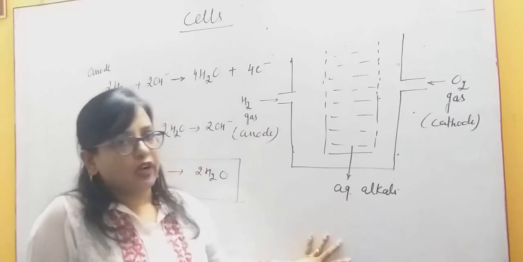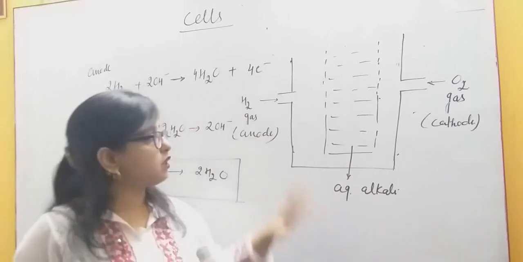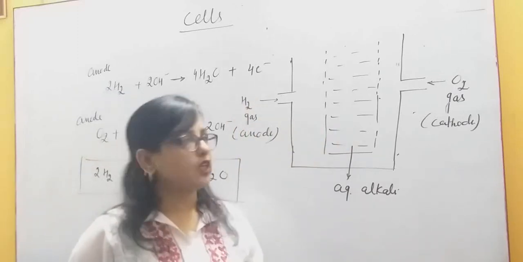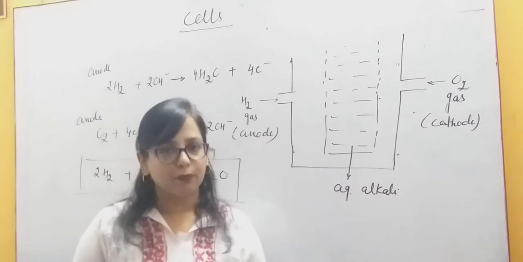But these kinds of cells have very high efficiency. You can increase or decrease its potential and efficiency by changing the amount of hydrogen and oxygen gas. So these kinds of cells are used in the space programs.